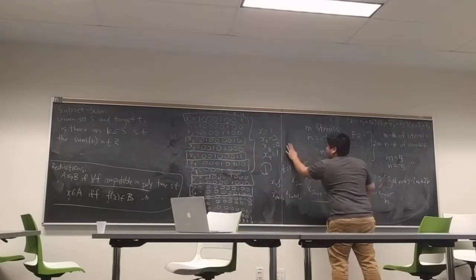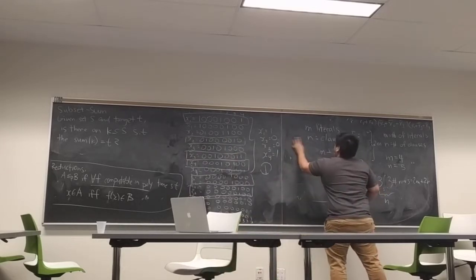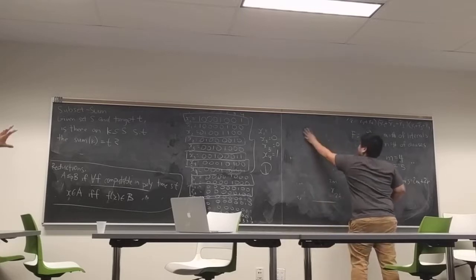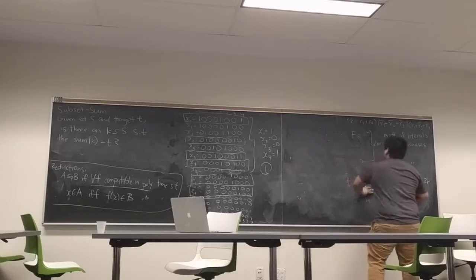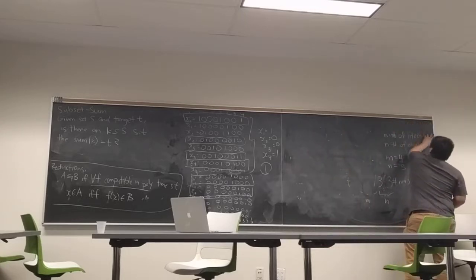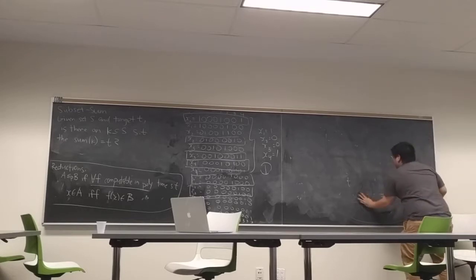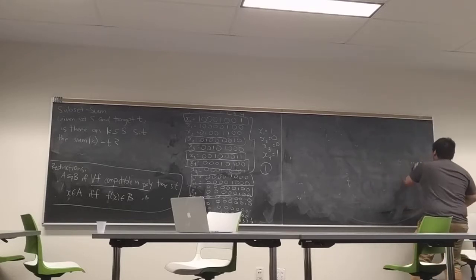If x2 is 0, then you pick x2 not, right? And so you select, let's say we chose x1, x2 not, x3 not, x4, right? So that's what we got from the 3-SAT set, right?